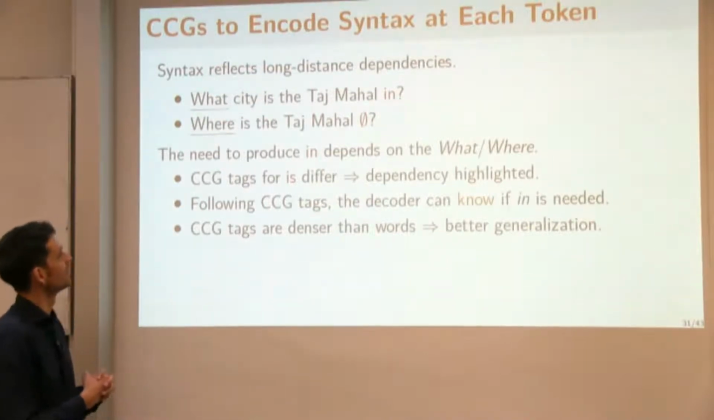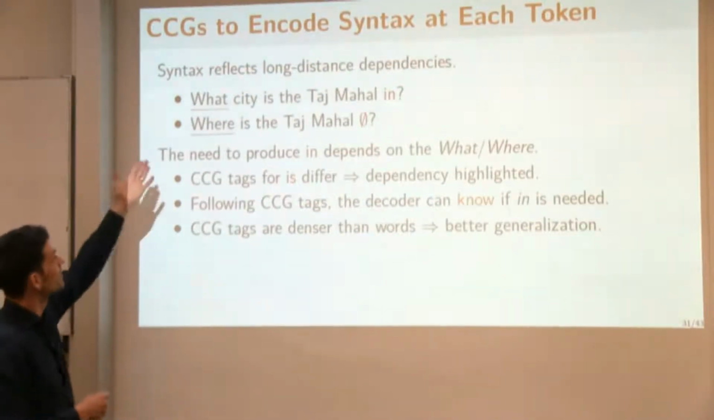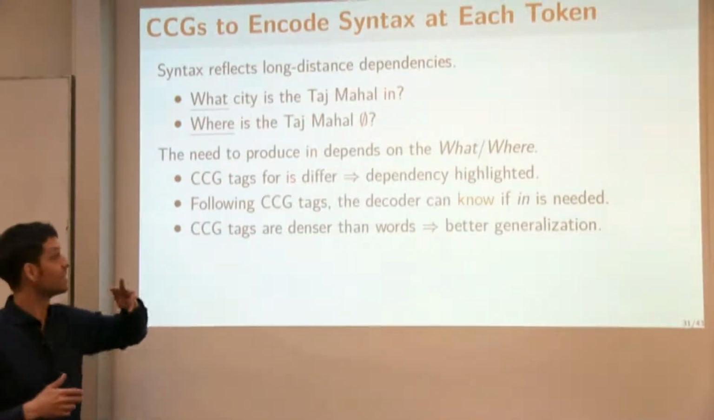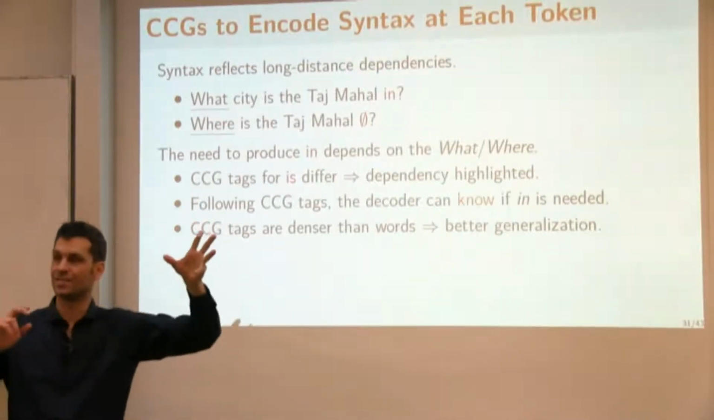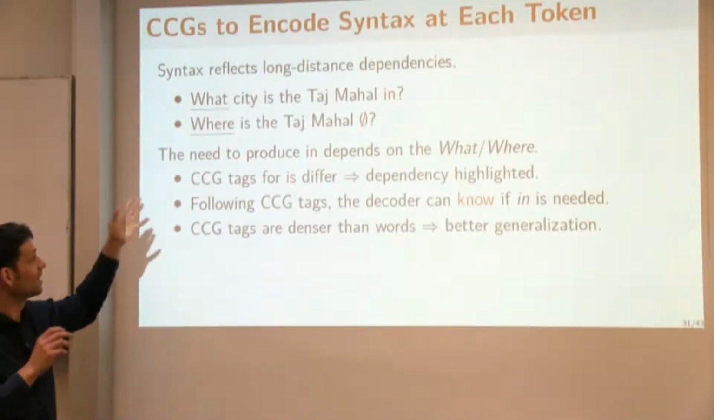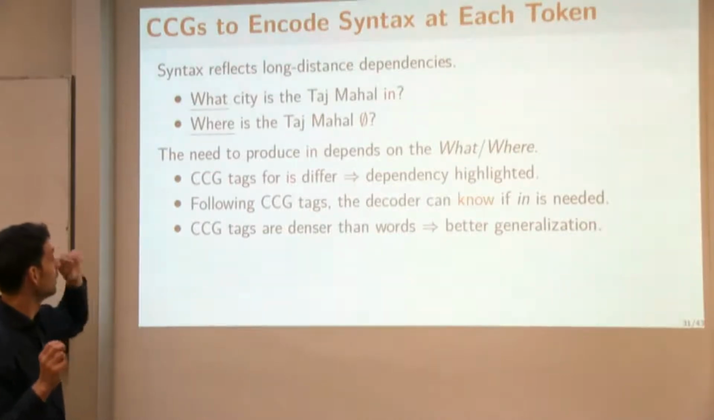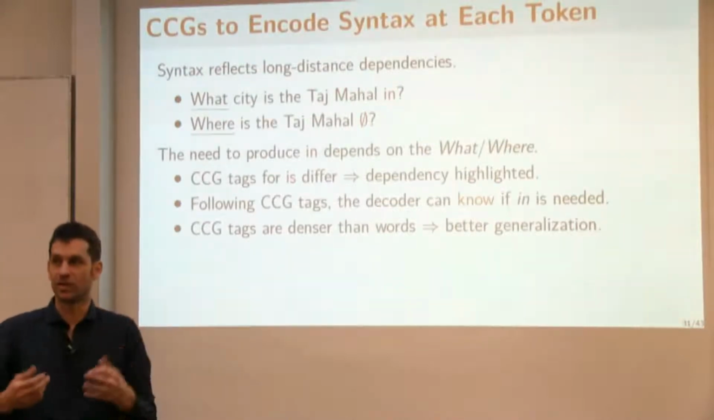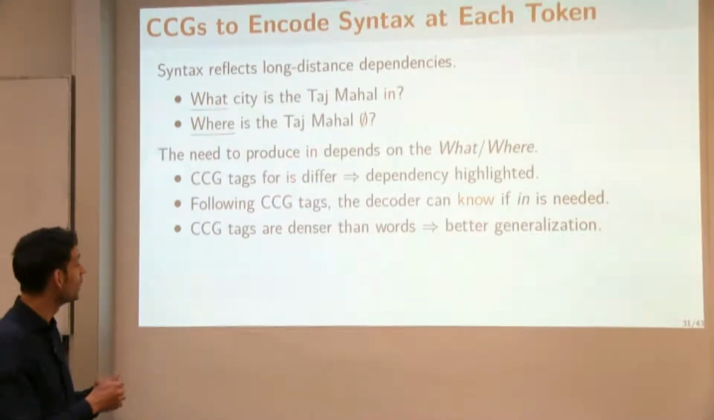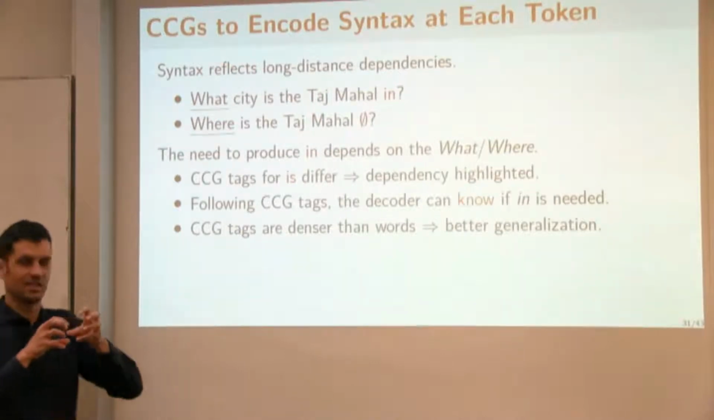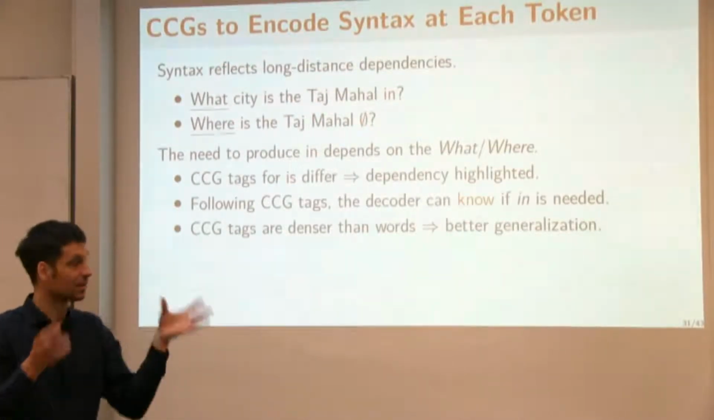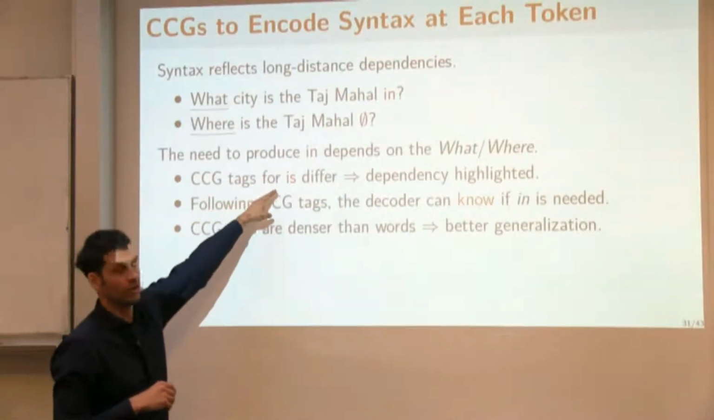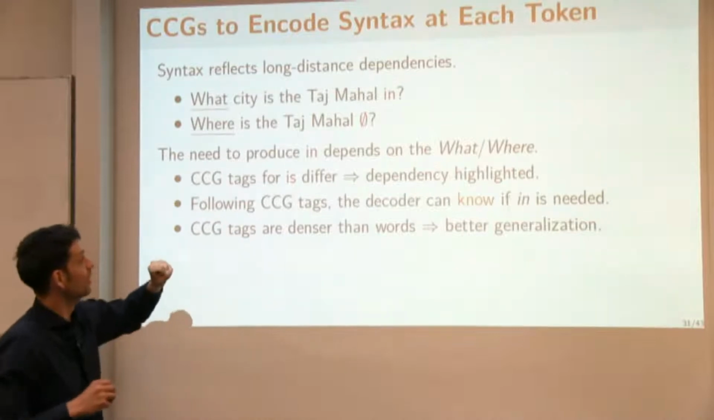So here the example sentence is, what city is the Taj Mahal in, or where is the Taj Mahal? And when you're producing this sentence, whether you should produce the "in" or should not produce the "in" depends on something which is very far away. The idea with supertags is that you can bring this information a little closer. The idea is that the verb, the "is", will be the central element, and the CCG tag for the word "is" will differ.